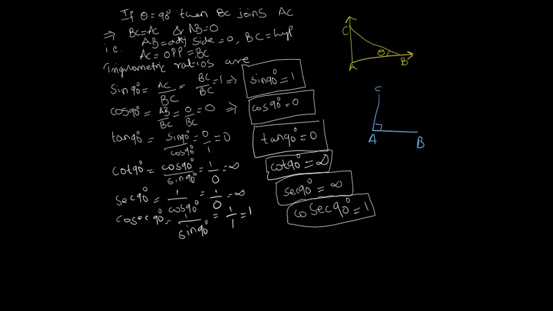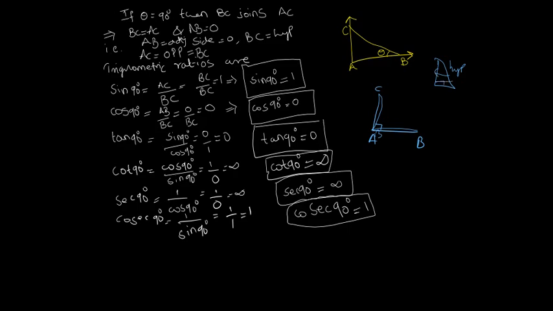AB adjacent side will be 0. 90 degree means it will merge with this one, and A and B will be at the same point. So AB adjacent side will not be having any distance, so it will become 0. BC hypotenuse will be equivalent to the opposite. Means here this hypotenuse, whatever the hypotenuse is there, if it merge with this one opposite side, then what happens? This angle will also become 90 degree.